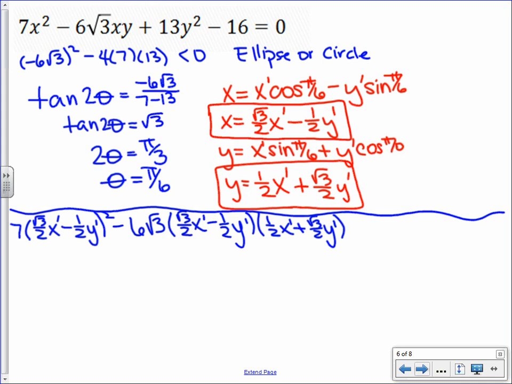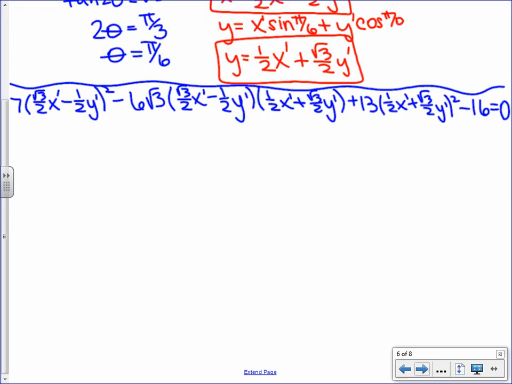Plus 13y squared minus 16 equals 0. We replaced all of our x's, all of our y's with those binomials. Okay. Do you see why I said we're going to have to be careful with our algebra?